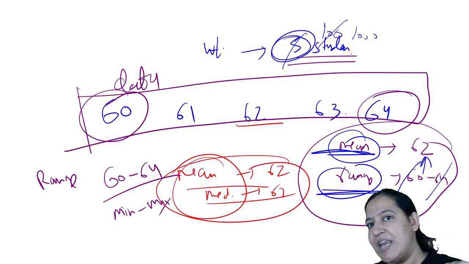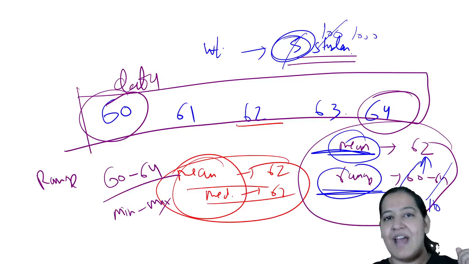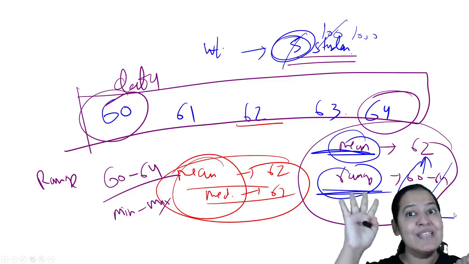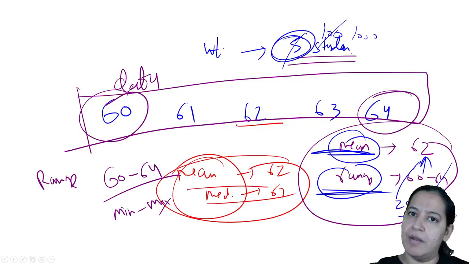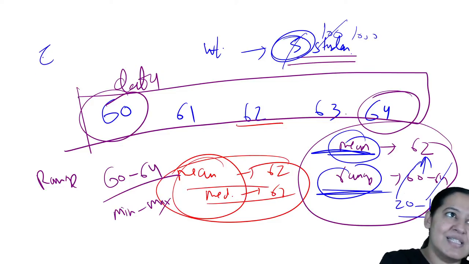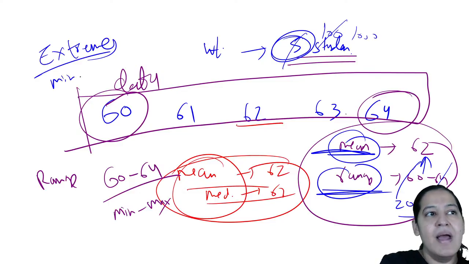Here in range, minimum and maximum are related. Maybe minimum can be 20 kg and maximum can be 110 kg. So you will see the extremes, that a student as low as 20 kg is also available in your class. A student as heavy, as obese, as 110 kg is also available in your class. So you will come to know the extremes. So range tells us extremes. Have you got it? Extremes means minimum and maximum.